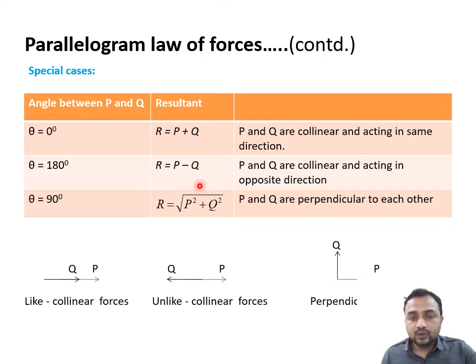If theta equals 90 degrees, with the same formula, if we apply the value of theta equal to 90 degrees, then what is the value of R?